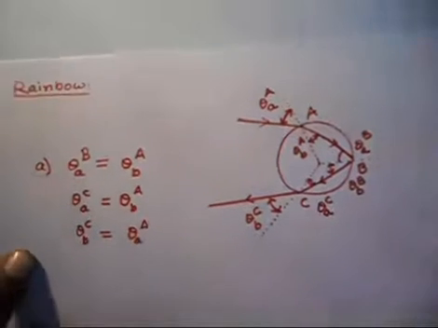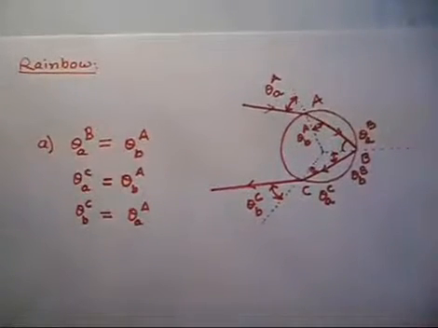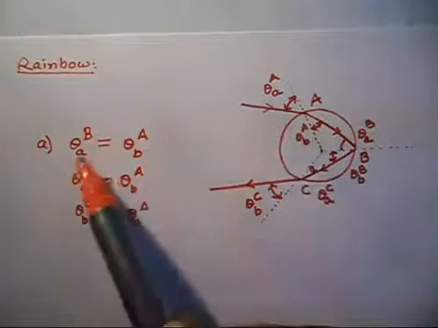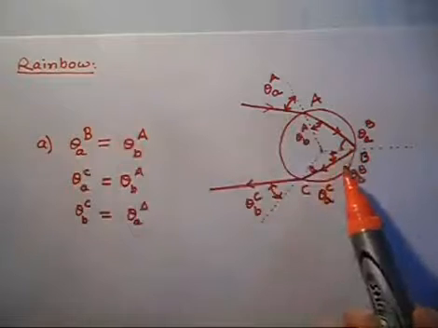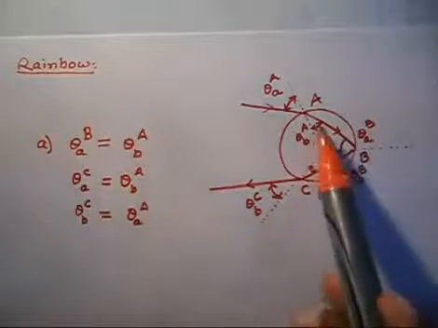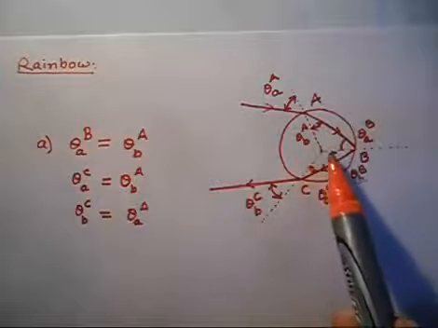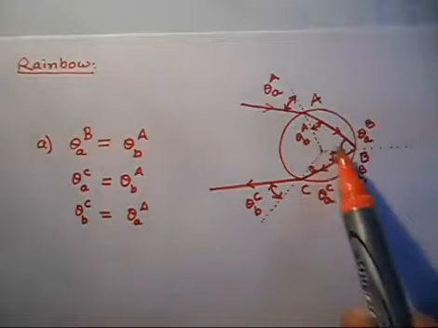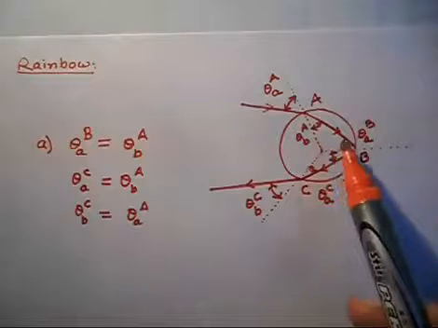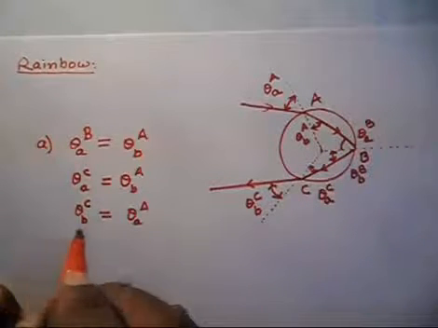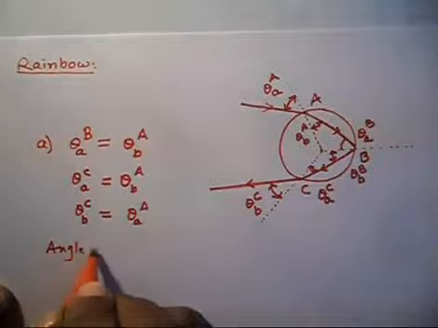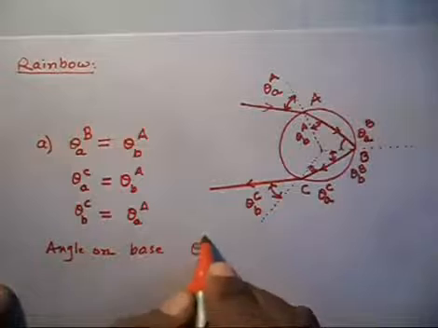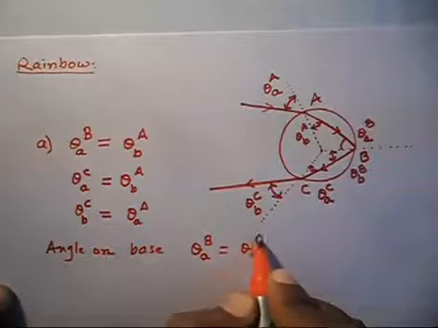Now things are easy. If we proceed further, if you see theta B at A and theta A at B, theta A at B is the same as theta B at A. So this is obvious because this is a radius, this is also a radius. So in this triangle, these are the equal sides, so the angles on the base should be equal, and that is the case, theta A is equal to theta B. So this is obvious, the first part.